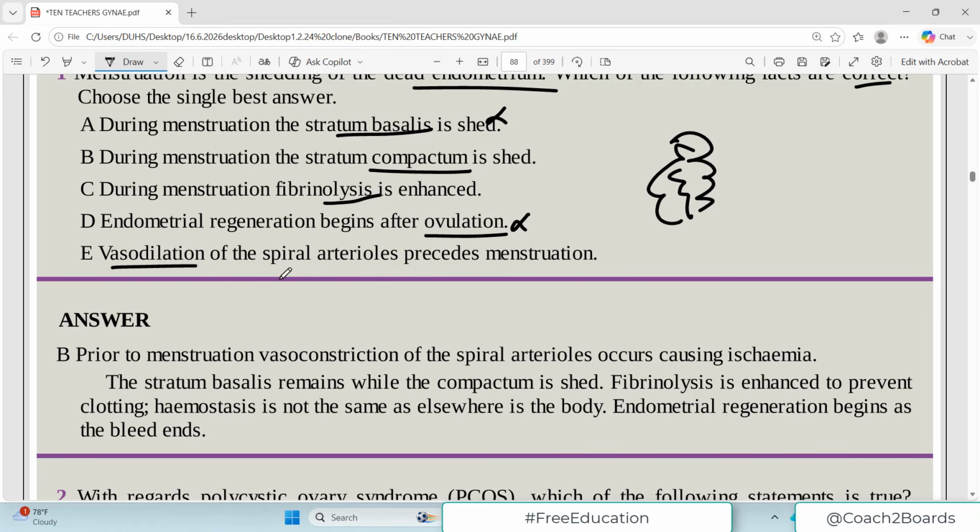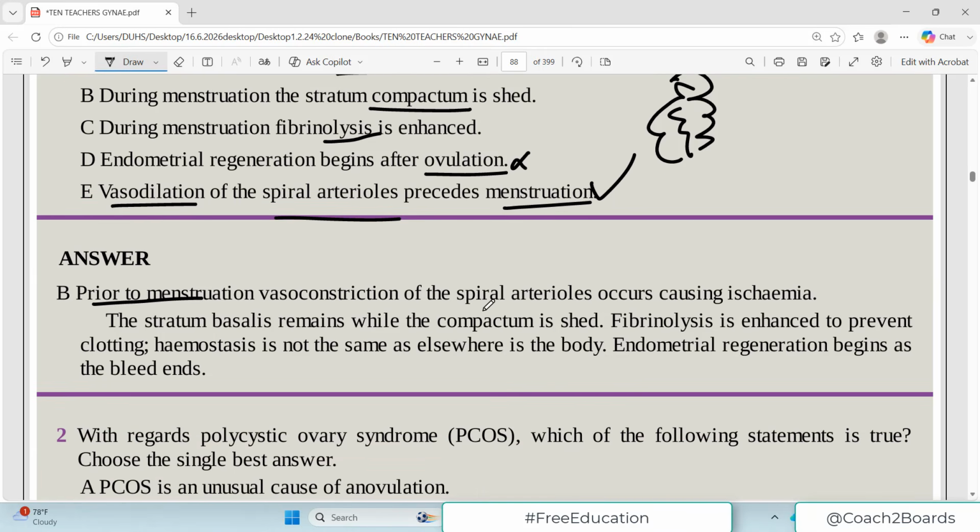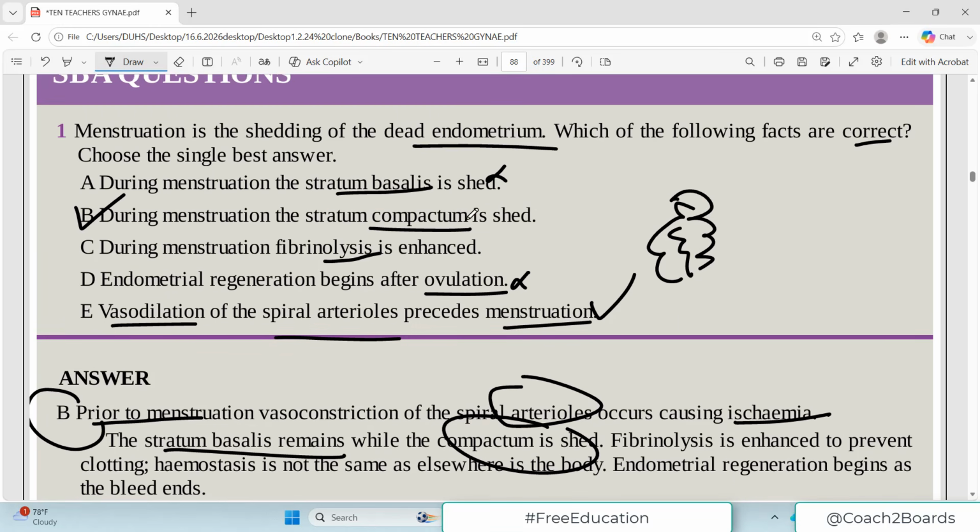Vasodilation of spiral arterioles precedes menstruation. Not really. Constriction happens. So prior to menstruation, vasoconstriction of the spiral arterioles occurs, causing ischemia, right? The stratum basalis remains, the compactum is shed. So B is the right answer. They're asking for the correct fact. This is the only one, right?